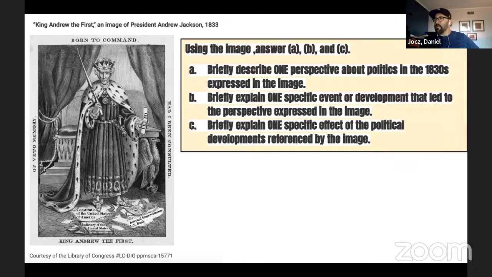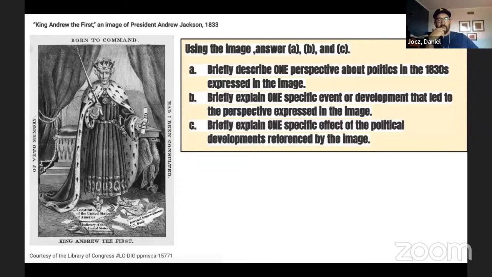And question A says, briefly describe one perspective about politics in the 1830s expressed in the image. So what is the perspective of this cartoon? And sometimes students misread the cartoon, so you want to be careful. So what is the perspective?